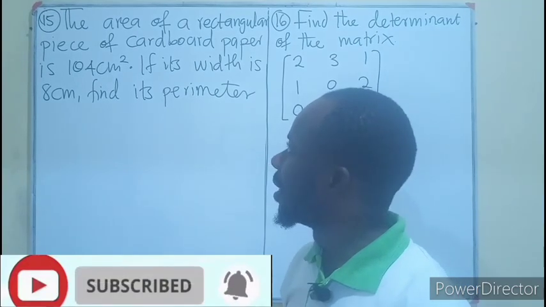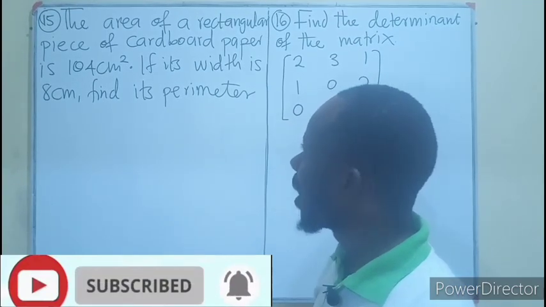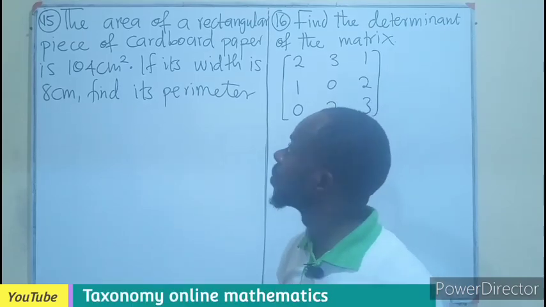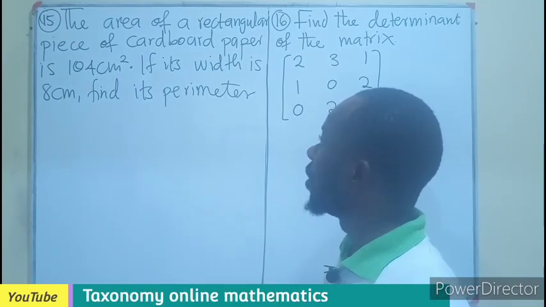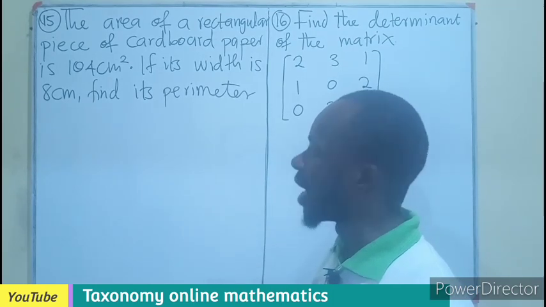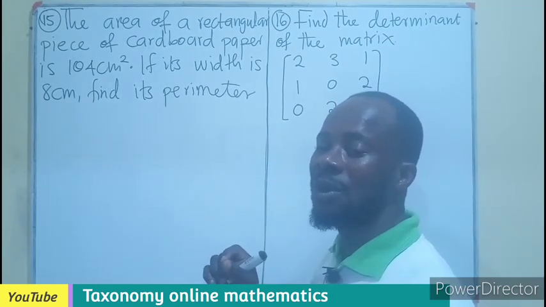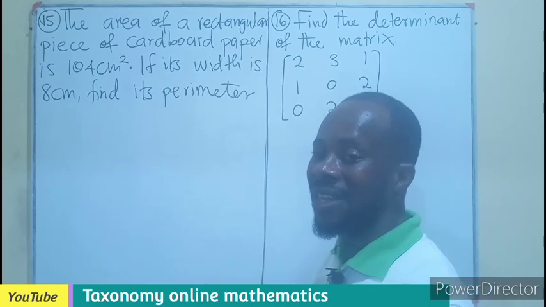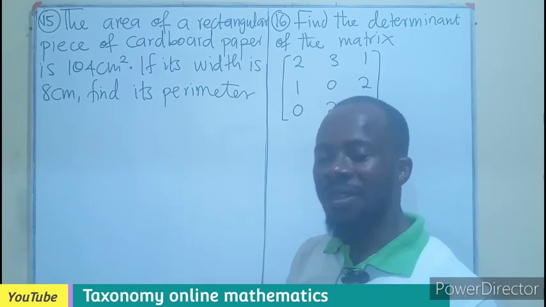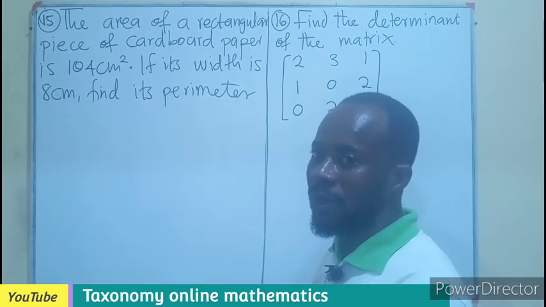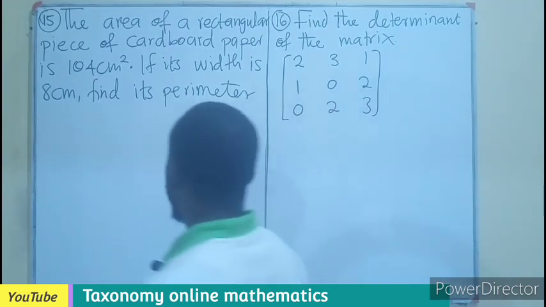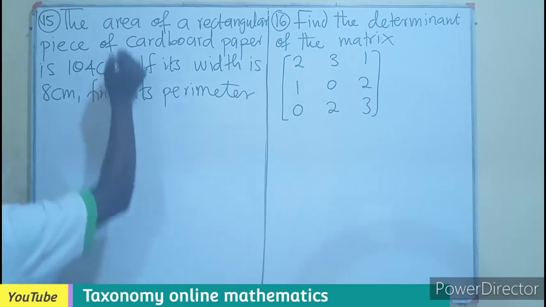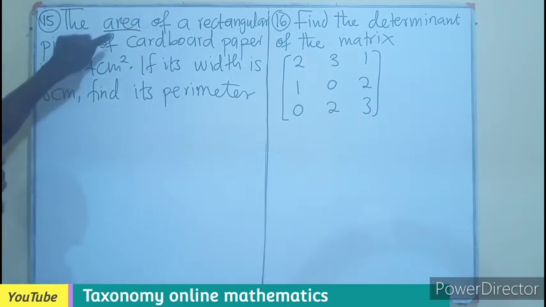Upward. The area of a rectangular piece of cardboard paper is given as 104 centimeter cube. So if the width is 8 centimeter, find the perimeter. You know, perimeter of a rectangle is 2 of the length plus 2 of the width. So without the length, we may not be able to find the perimeter. So we can only find the perimeter if we know the length from the area.